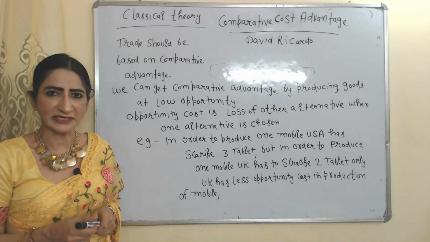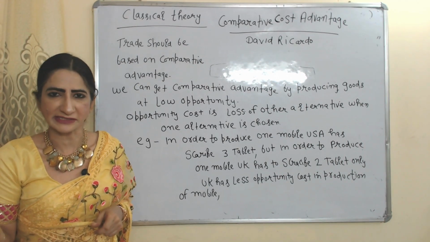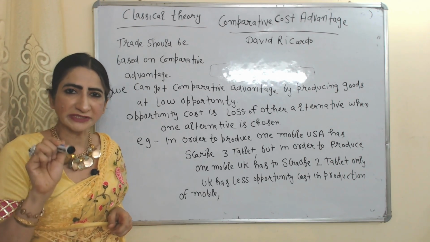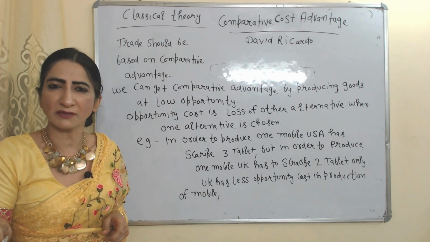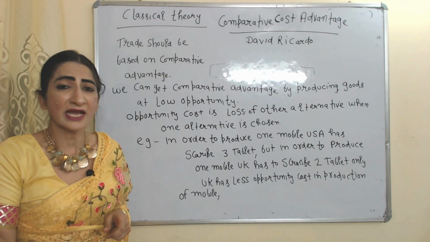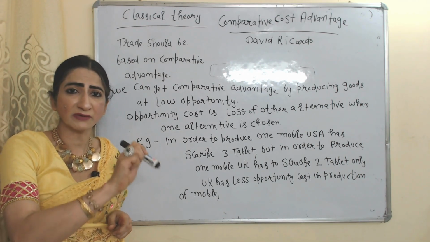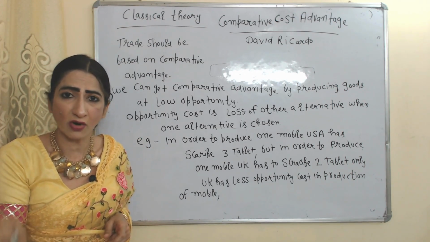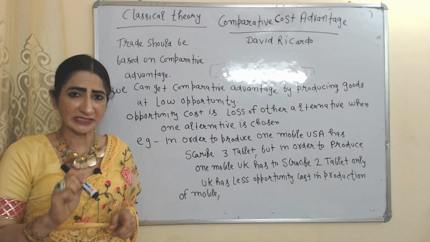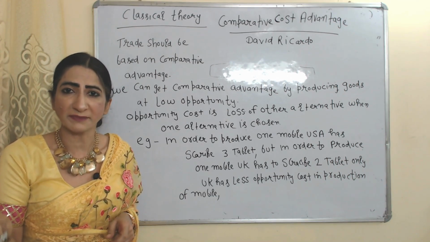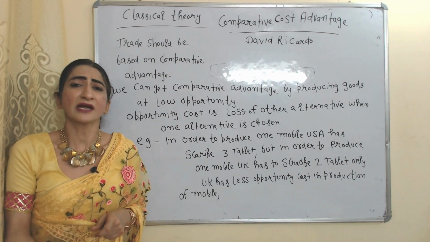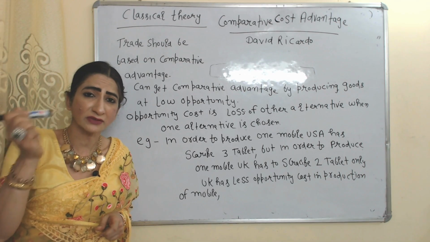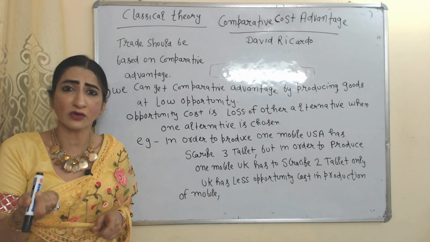Next classical theory is comparative cost advantage theory. This theory is given by David Ricardo. According to this theory, trade should be based on comparative cost advantage, and we can receive comparative cost advantage by producing goods at lower opportunity cost.